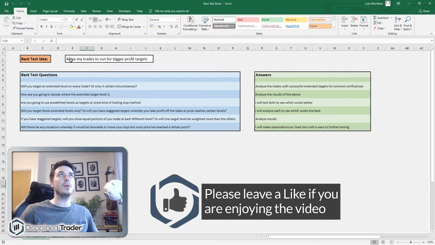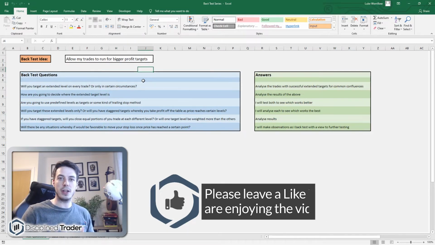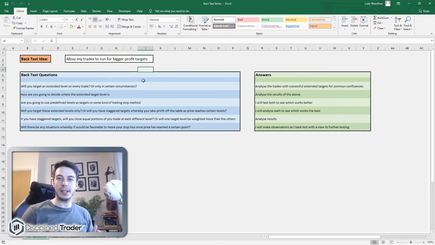The backtest idea that we were looking at was allowing my trades to run for bigger targets. I felt like my analysis and my trading style possibly leaned towards longer term, extended targets than the ones I was currently aiming at. And this backtest aims to find out whether that is achievable or not. In order to find that out, I put together some questions and I think we went through these before. I've just tidied this sheet up a little bit.